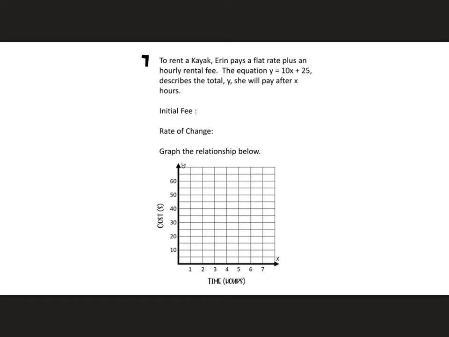Okay, so let's look at slope-intercept form in context. This says to rent a kayak, Aaron pays a flat rate plus an hourly rental fee. The equation y equals 10x plus 25 describes the total y she will pay after x hours. So the initial fee is going to be your y-intercept. The initial fee is going to be b.